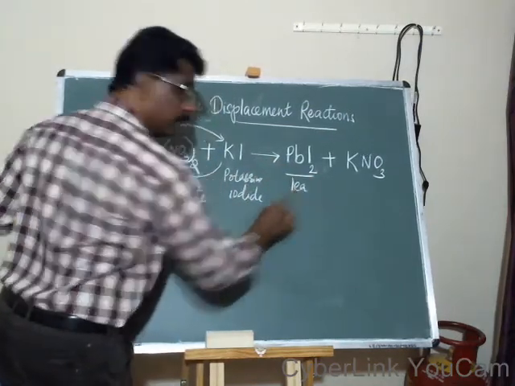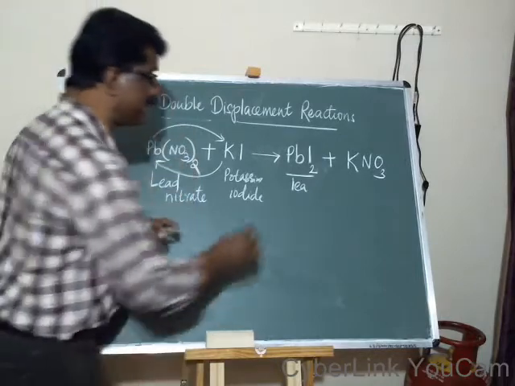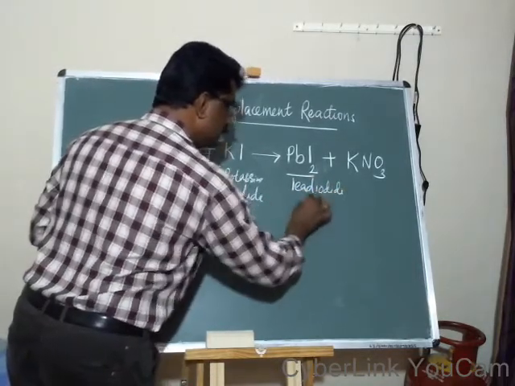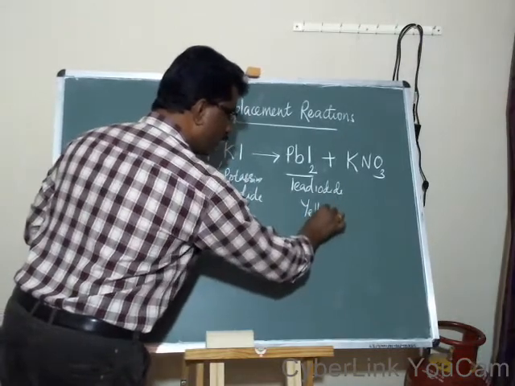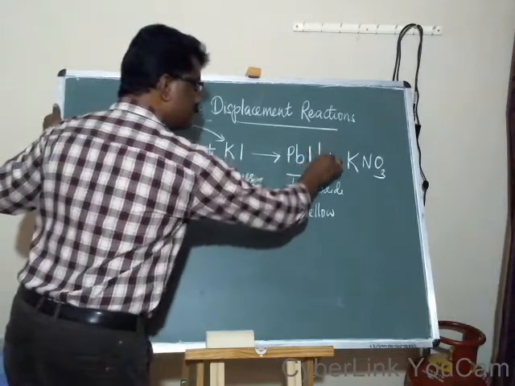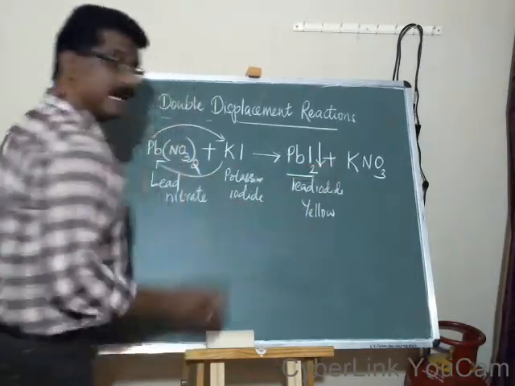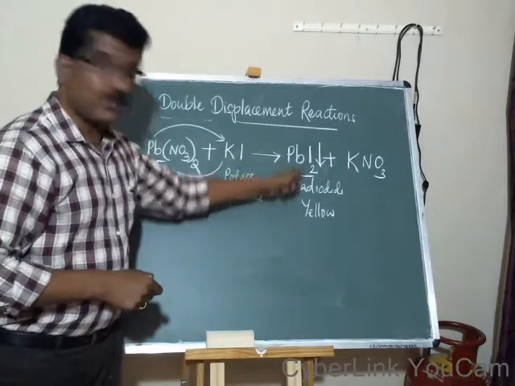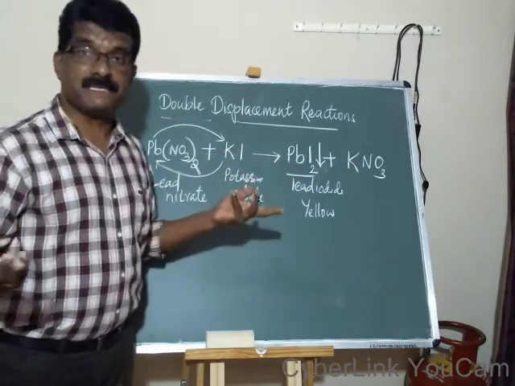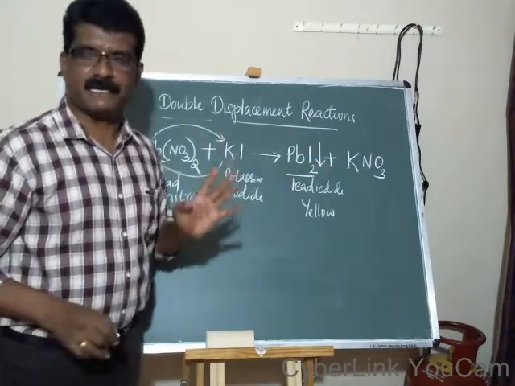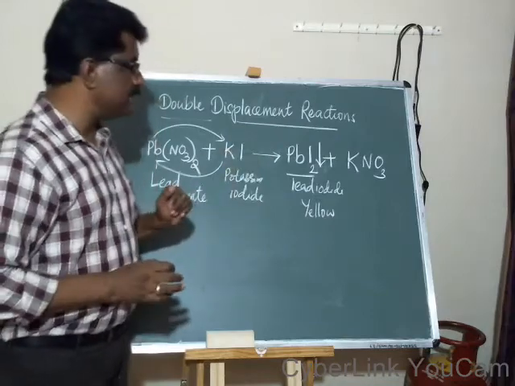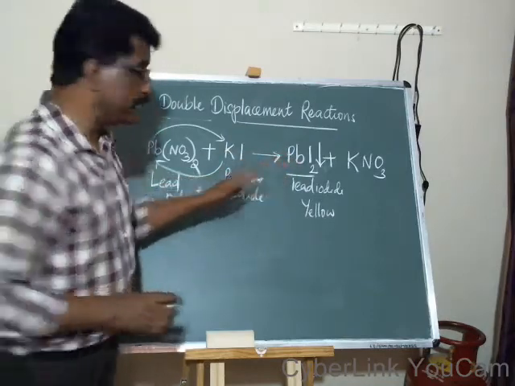PbI2 means lead iodide. Lead iodide is yellow in color. Okay, lead iodide is a yellow precipitate. Precipitate we can denote by a downward arrow. The downward arrow indicates that it's a precipitation reaction. Which is the precipitate? Lead iodide is the precipitate. What is the color of lead iodide? Yellow. So a yellow color precipitate is formed, that is lead iodide.